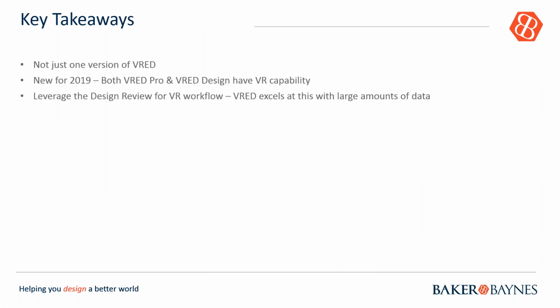And with that, we'd like to end the presentation with the key takeaways. So it's just not one version of VRED that's available. You've got two versions. Of course, one is VRED Design, one is VRED Professional. And with VRED for 2019, both VRED Pro and VRED Design have VR capabilities, so you can take your designs directly into that. But also what's important and what the messaging here is to actually leverage design review for VR. And as you can see, VRED excels with working with large amounts of data, so you can actually load in your larger models and use it to work with it.